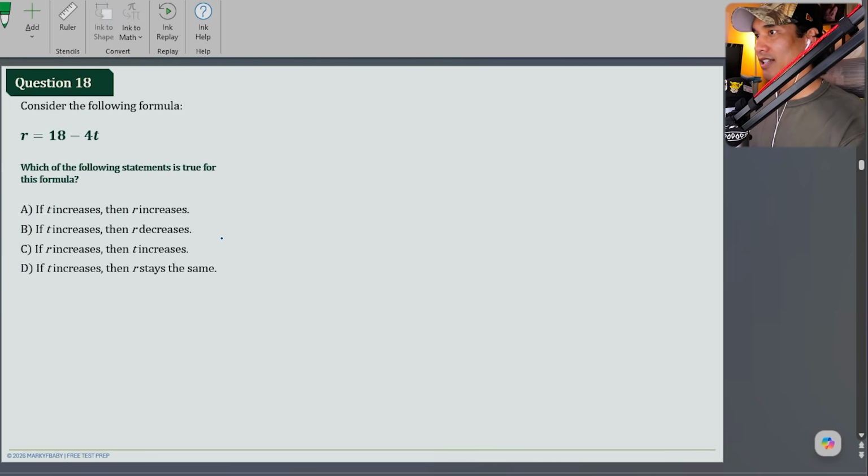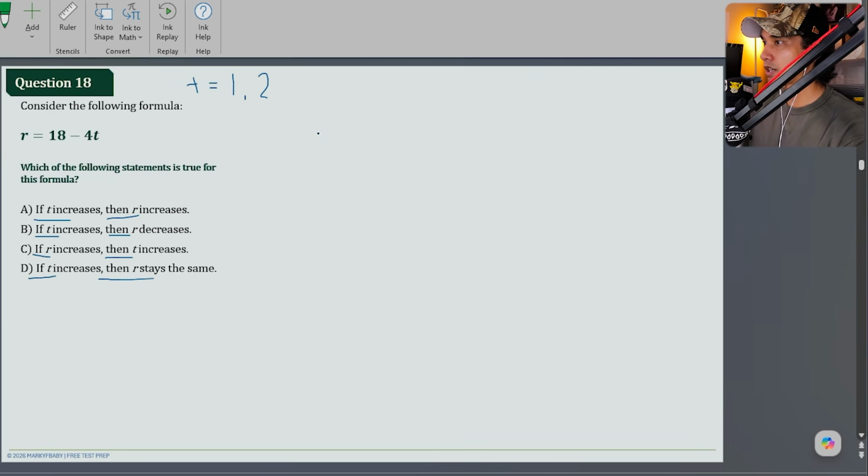Question number 18. Consider the following formula. R is equal to 18 minus 4t. Which of the following statements is true for this formula? Okay, this is another if-then statement question. Let's just choose easy numbers. If t increases, then r increases. Well, let's make t equal to 1 and 2.